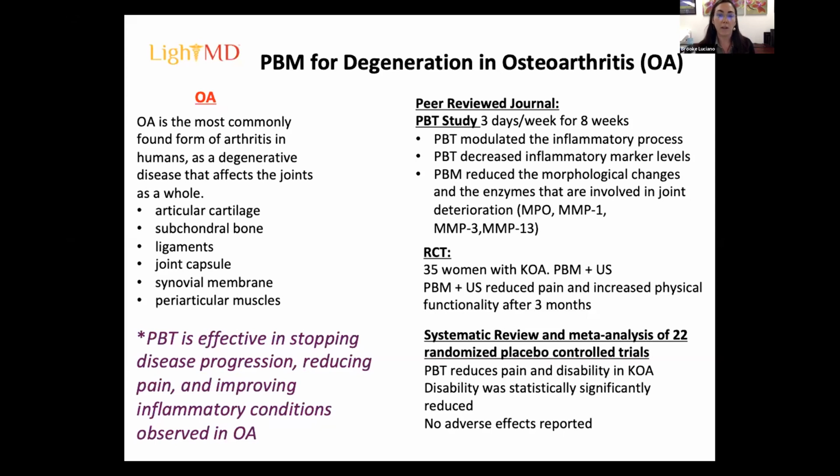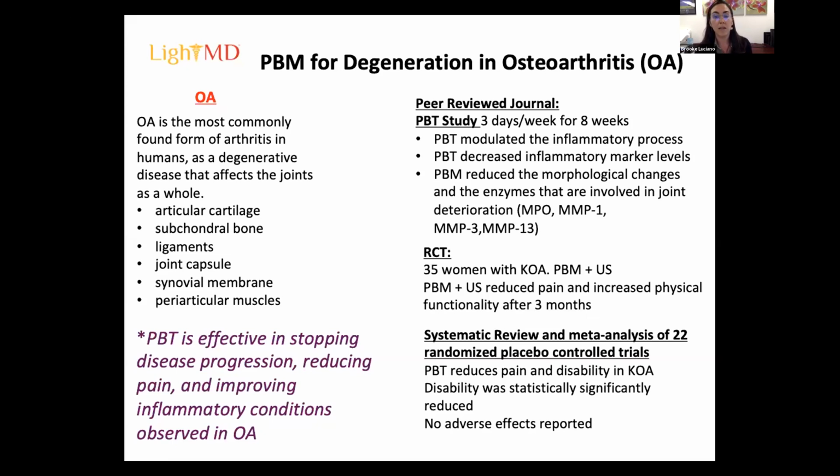It also decreased inflammatory marker levels, and it reduced the morphological changes in the enzymes involved in joint deterioration, including MPO, MMP1, MMP3, and MMP13. Actually, MMP13 was reduced significantly.